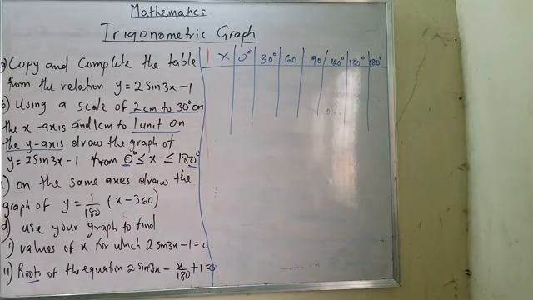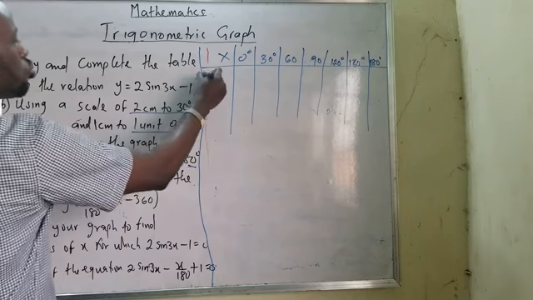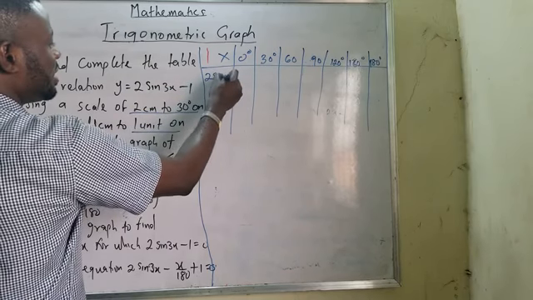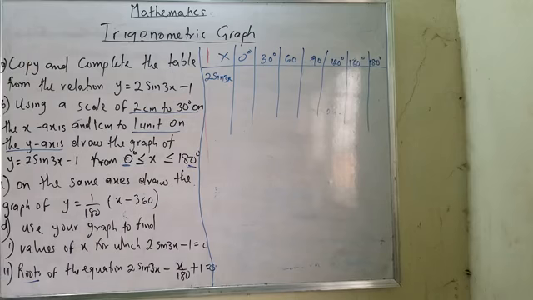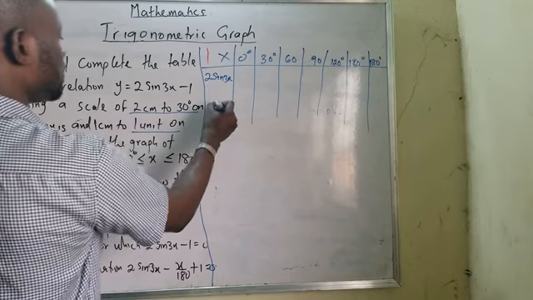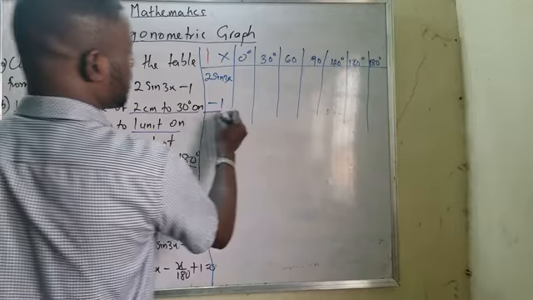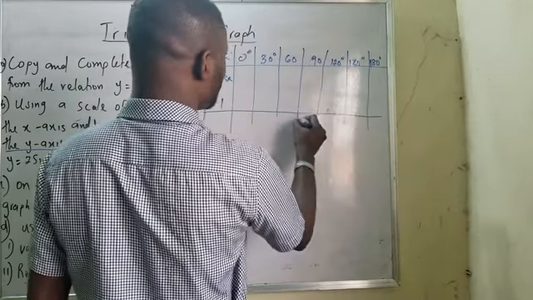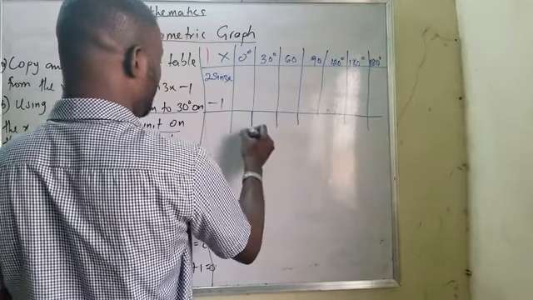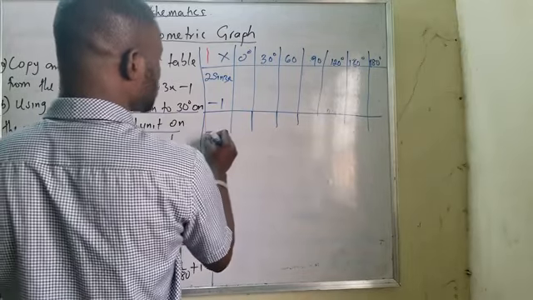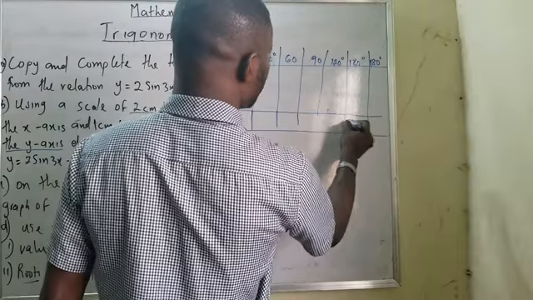The second thing I will do is that I will have 2 sine 3x, and this one will now be what? Minus 1. These are the things that will generate my y. Now, this one will be the value of y.